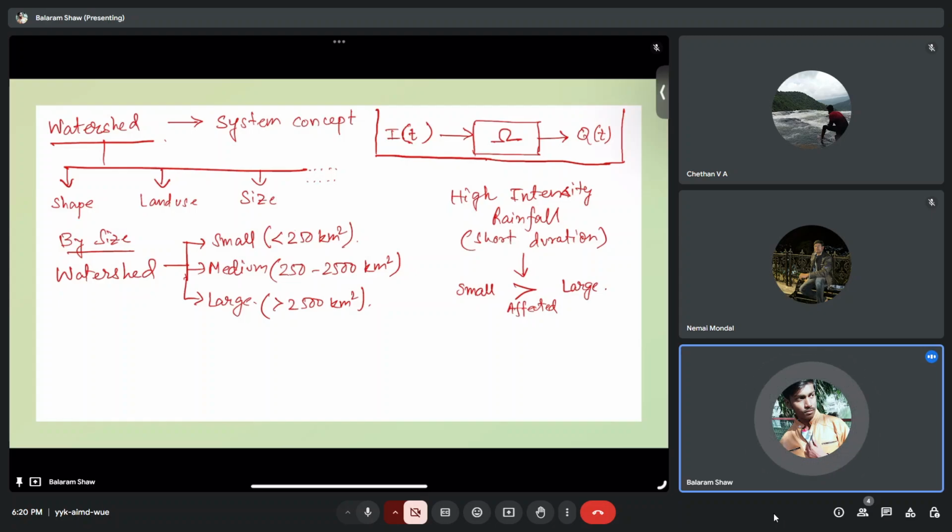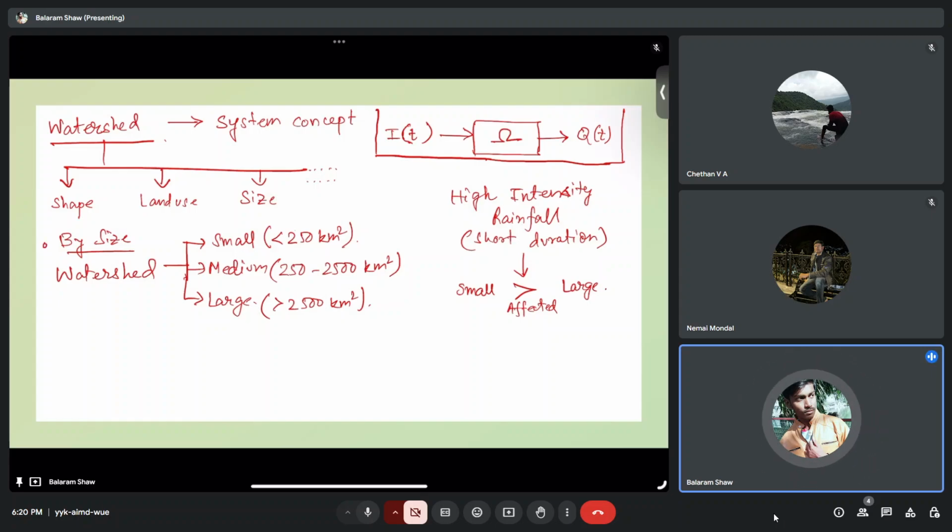In a large catchment, the channel network will be much more prominent, but in a smaller catchment, the channel network will not be that prominent, because it is possible that only drains or overland flow is happening. So these are the watershed definitions by size.